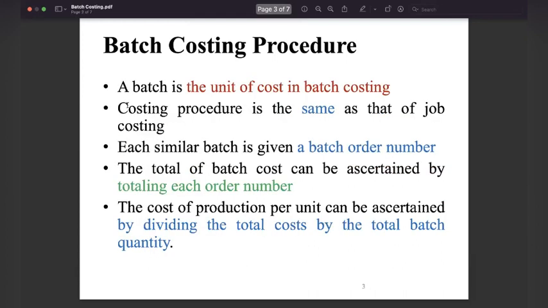Okay. Then batch costing procedure. So what is the procedure that we have to follow if we are doing batch costing? Just read this slide properly. A batch is the unit of cost in batch costing. So if you are keeping accounts for a unit, that means the batch, right? A batch is the unit of cost in batch costing.